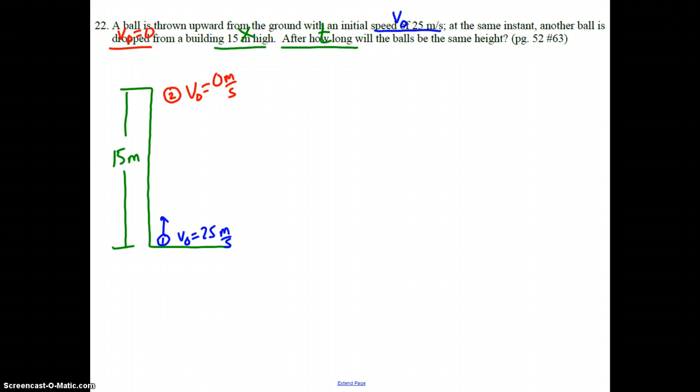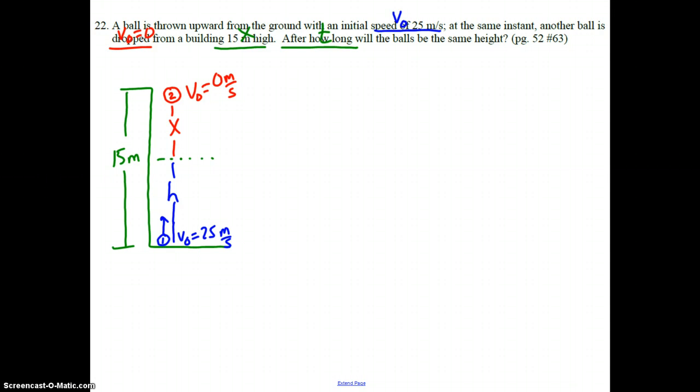And we know that they're going to end up meeting somewhere in between. So we'll draw this dashed line, which will represent where they meet. We don't know if it's going to be in the middle, or if it's closer to the drop ball or closer to the thrown ball. It doesn't matter. We're going to label the distance that the red one falls X, and the distance that the blue ball rises H for height. Okay?